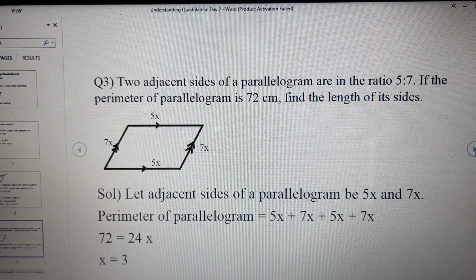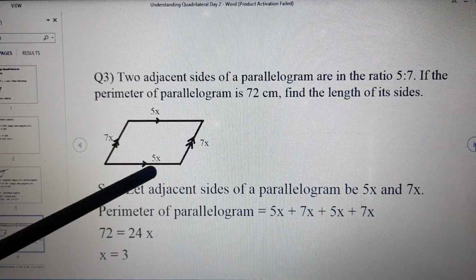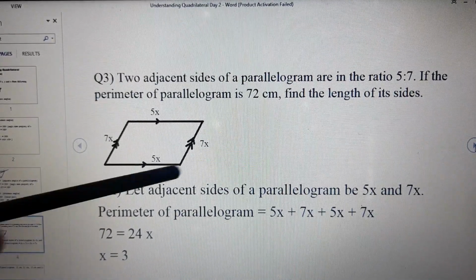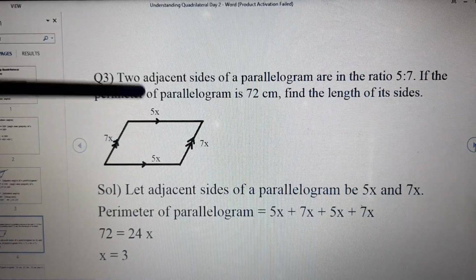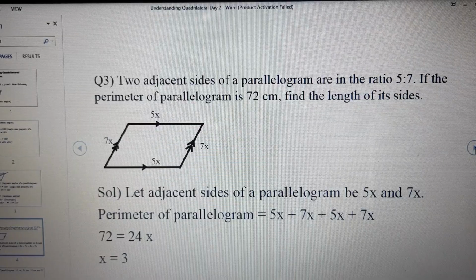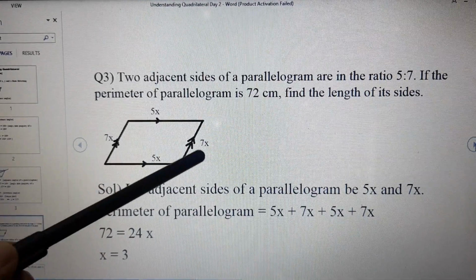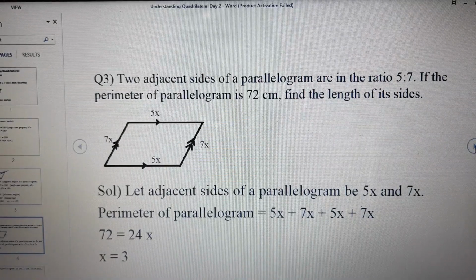Whenever we have a ratio, we should consider them as 5x, 7x. So I have taken it as 5x, 7x. If this line is 5x, the opposite line will also be 5x because opposite sides are equal. Opposite sides of a parallelogram are equal. If this side is 7x, the other side will also be 7x.